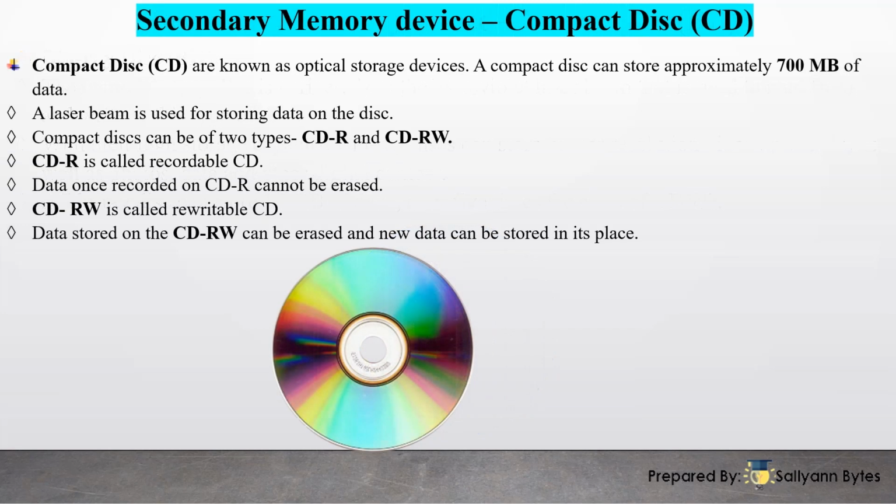The next secondary memory device is the compact disc, CD. Compact discs, CDs, are known as optical storage devices. A compact disc can store approximately 700 megabytes of data. A laser beam is used for storing data on the disc. Compact discs can be of two types, CDR and CDRW. CDR is called recordable CD. Data once recorded on CDR cannot be erased. CDRW is called rewritable CD. Data stored on the CDRW can be erased and new data can be stored in its place.